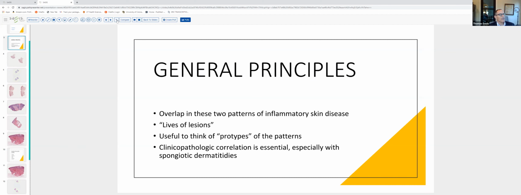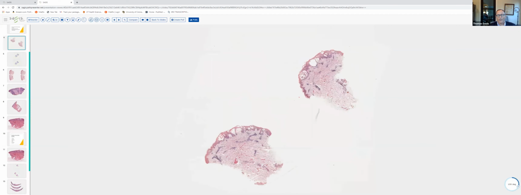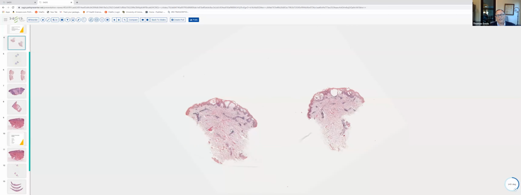So that being said, let's go ahead and get started. Our first case, case 1, this was a classic example of an acute eczematous dermatitis.